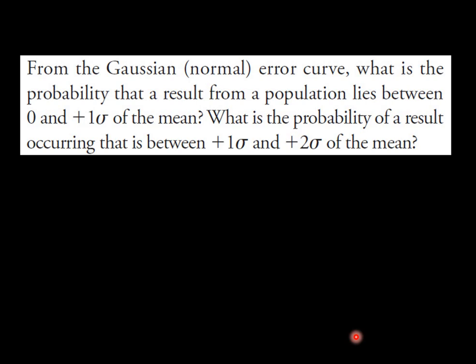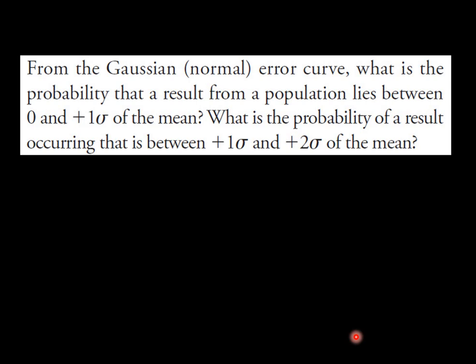From the Gaussian error curve, what is the probability that a result from a population lies between 0 and 1 sigma? So far we have seen minus to plus 1 sigma. Now it is asking between 0 and 1 sigma. Second question: what is the probability of a result occurring that is between 1 sigma to 2 sigma of the mean? So how can I answer the question?